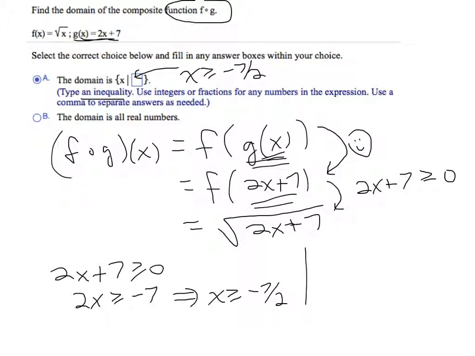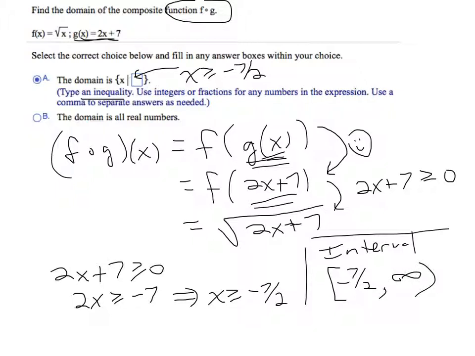If it had asked for an interval, this one doesn't, but if I did want to write this as an interval, the set of all x's greater than or equal to negative 7 halves would be written as the interval negative 7 halves to infinity, making sure that I'm using the square bracket here to indicate that negative 7 halves is included, because when x is negative 7 halves, the 2x plus 7 here is equal to 0, and the square root of 0 is fine. The square root of 0 is 0. Again, the square root only has a problem if the numbers that you put in are negative.